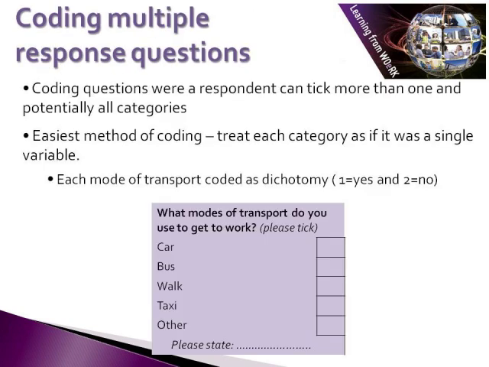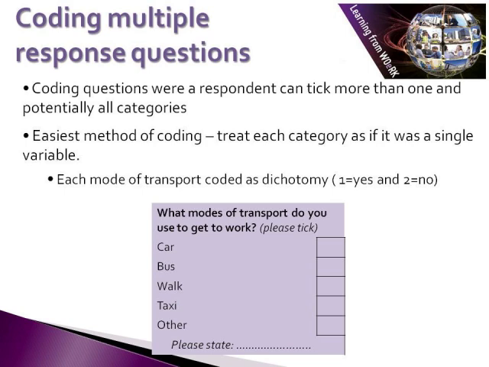Now thinking about coding multiple response questions. In those examples earlier we were just dealing with single response questions. Here we're looking at coding questions where a respondent can tick more than one or potentially all of the different categories. The easiest way of coding this is to treat each category as if it was a single variable.